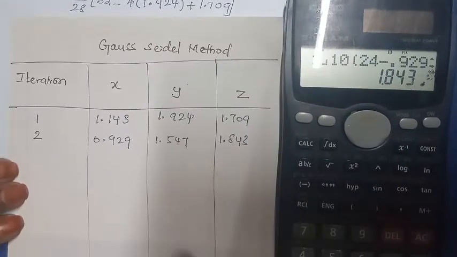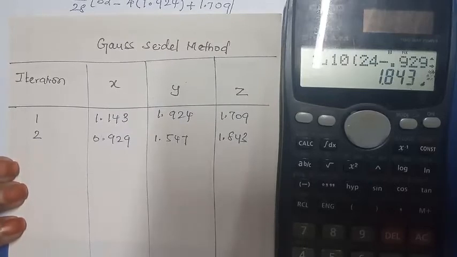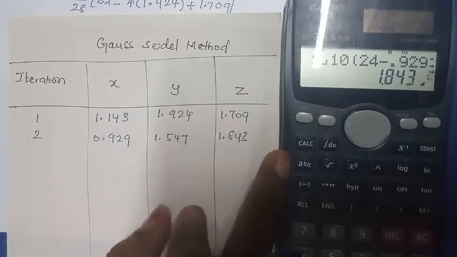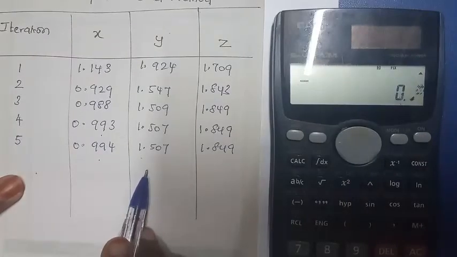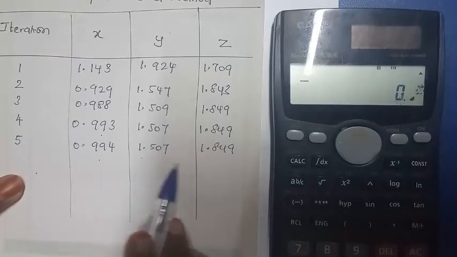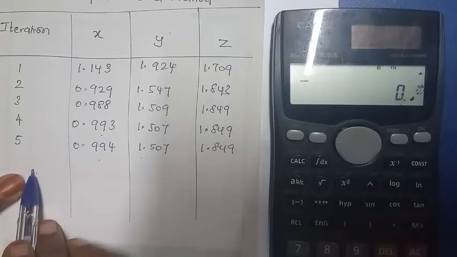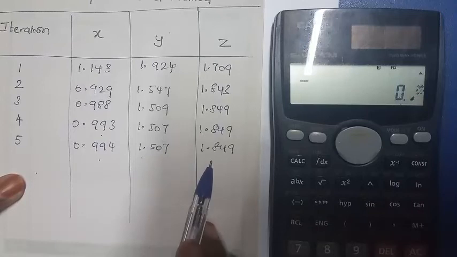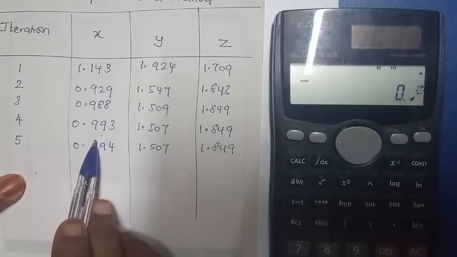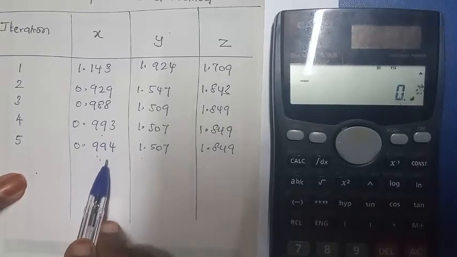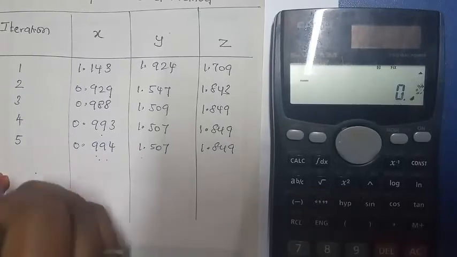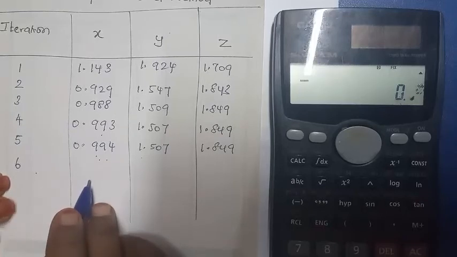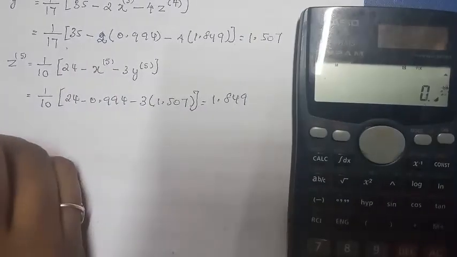So likewise, you have to continue the iteration by substituting the recent values of x, y and z in the given equation. In this tabular column, you can see the values of x, y and z in the last 5 iterations. You can observe that the values of y and z have been repeated, whereas the value of x differs by 0.001. Still, we can continue with the 6th iteration to see whether the value of x is also repeated. We'll proceed with iteration 6 now.